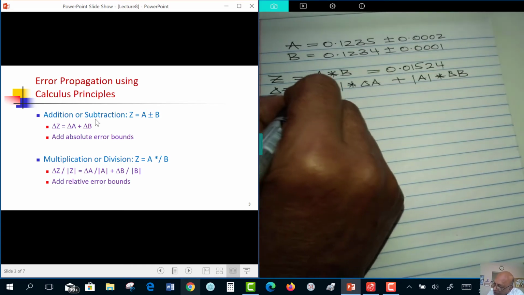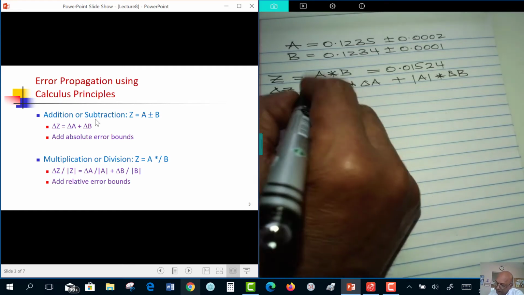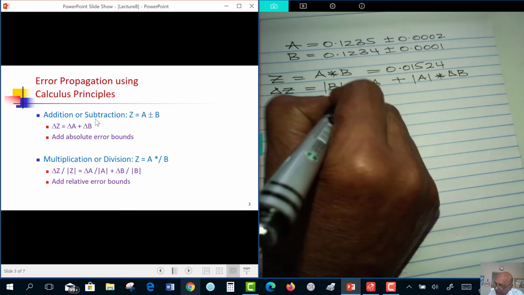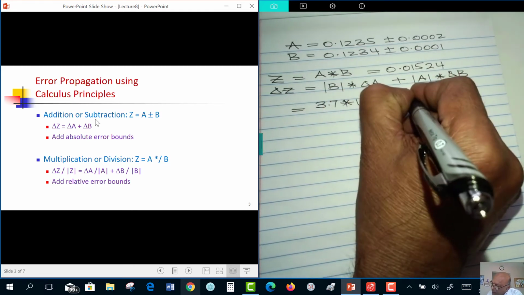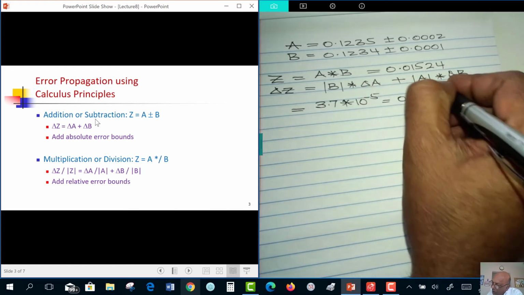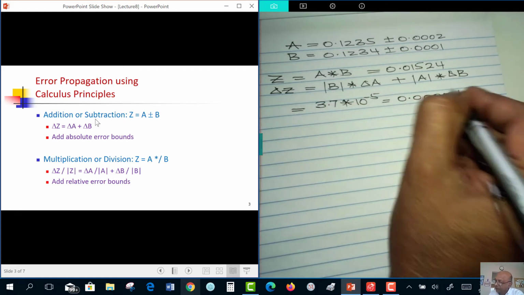So let's calculate this. So we'll have 0.1234 times 0.0002 plus 0.1235 times 0.0001, and we will get 3.7 times 10 to the minus 5. So let me kind of write it as a decimal point. So we will have 4 of these zeros, rounded up would be 4.